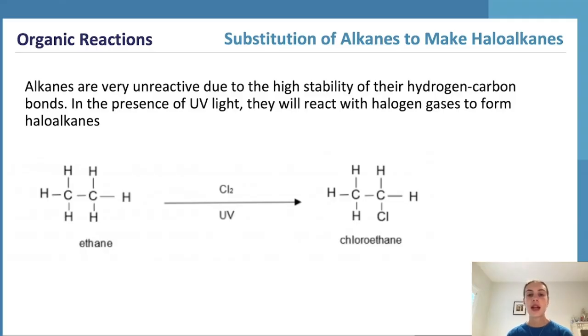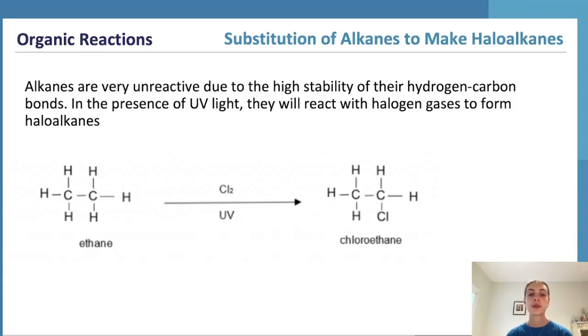They're not going to react very easily, so hence they need what's known as a catalyst, and their catalyst is going to be UV light. This reaction will only occur in the presence of UV light, whether that be sunlight or artificially created UV light. In the presence of UV light, they can react with halogen gases to form what's known as haloalkanes. For example, if we started off with an ethane molecule and put it in the presence of UV light and chlorine gas, Cl2, we could form a chloroethane molecule.